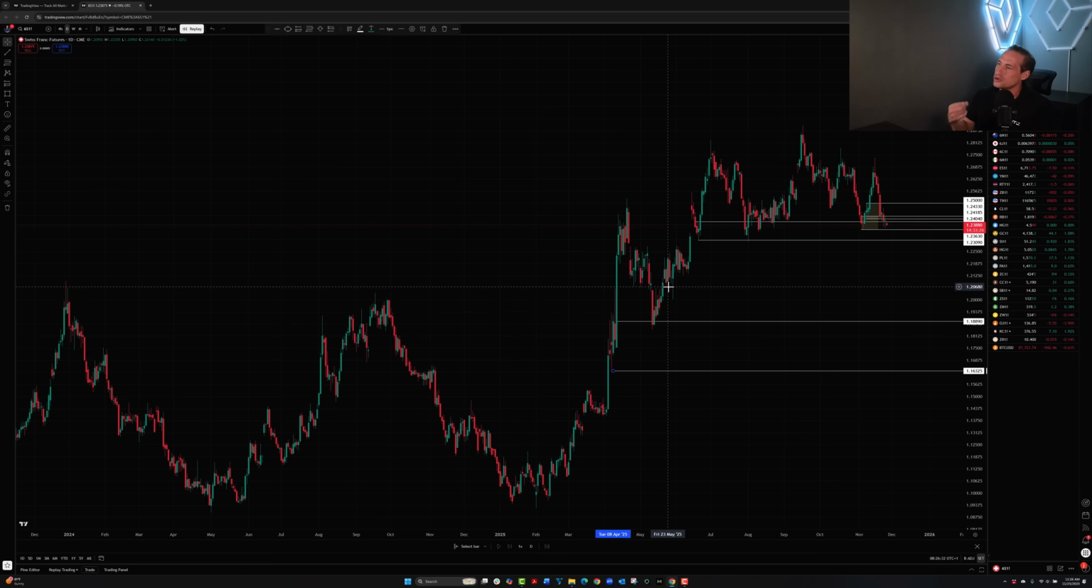So generally speaking, flip zones tend to be stronger because the demand force was so powerful that it was able to overpower and violate this supply area.